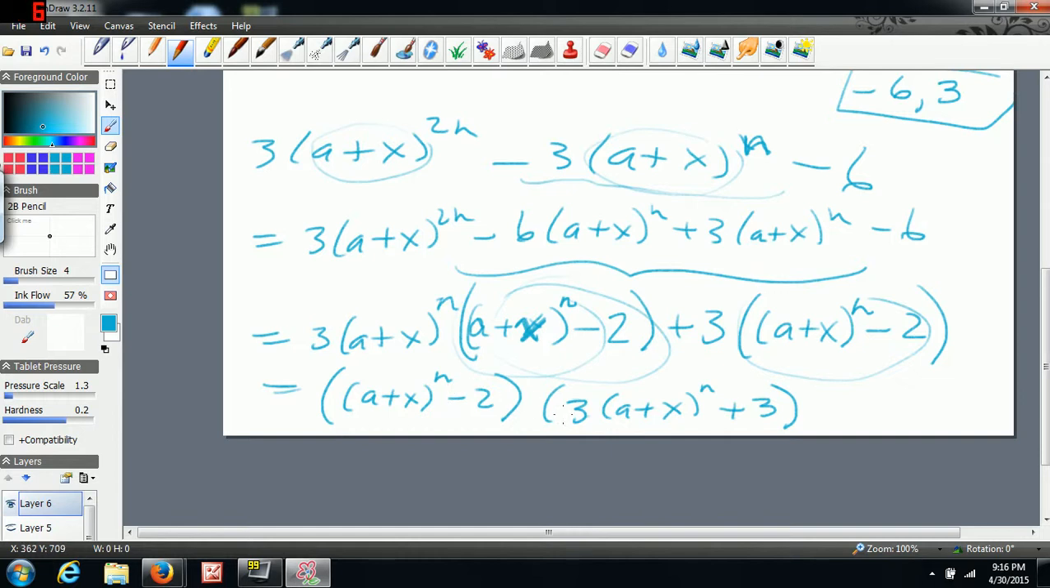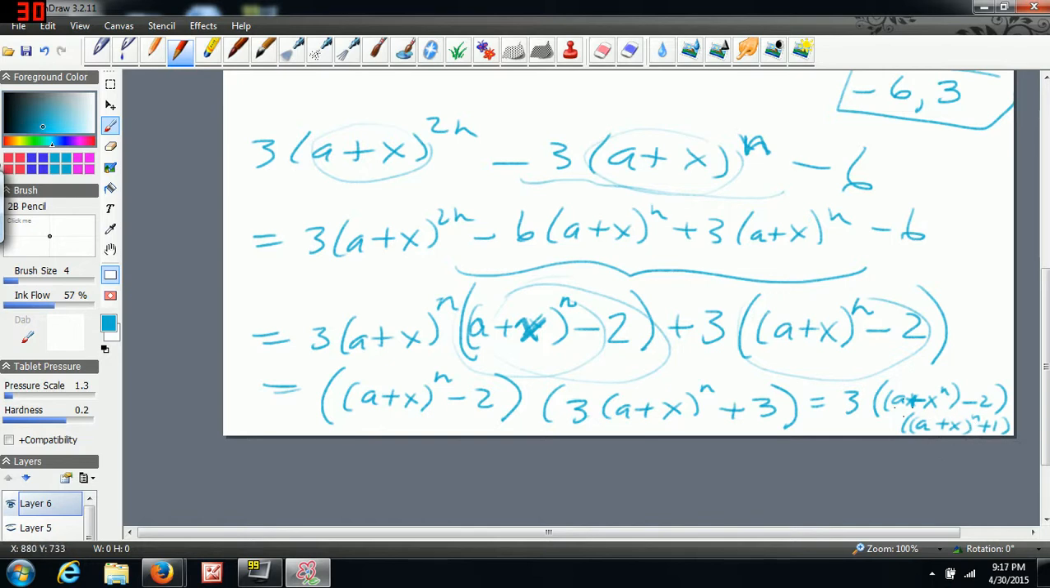So you could take out the 3 if you want. You could factor it out. You could write it like this, or you could take out the 3. Then the second factor there, you would have a plus x to the n minus 2 times a plus x to the n plus 1. If I factor this 3 out of here and bring it over here, or you could just write it in front. So I'm factoring that 3 out of there. That's how I'm getting a plus x to the n plus 1.